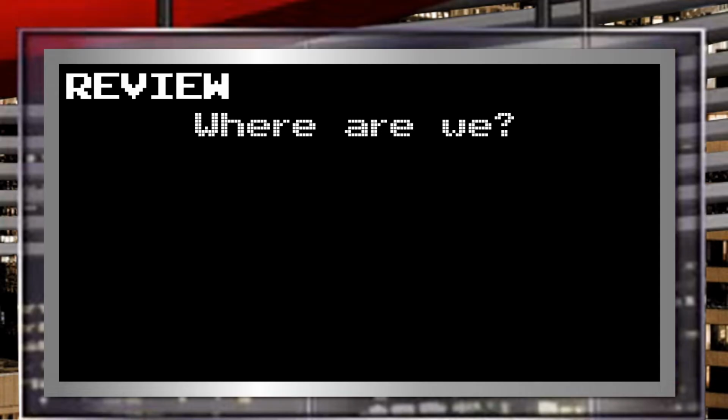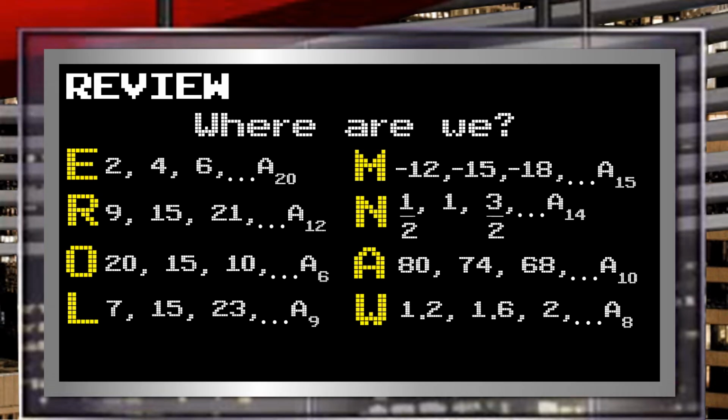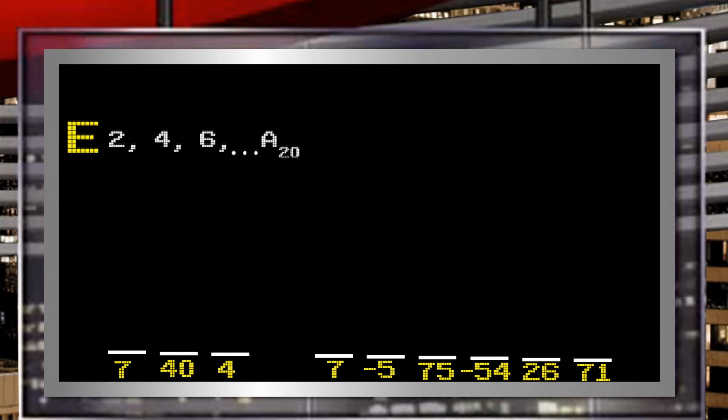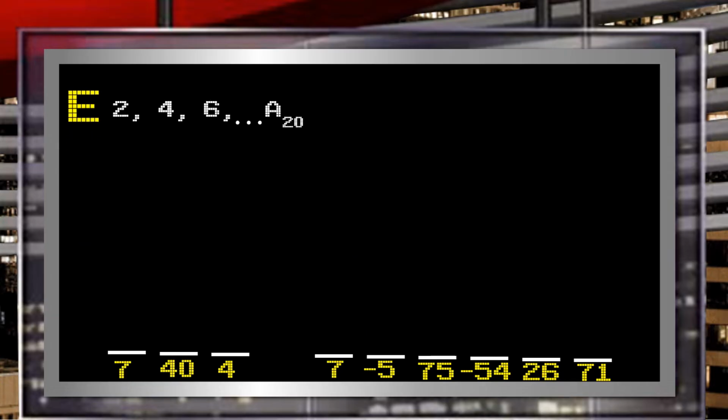Let us have a review first of our previous lesson. Where are we? To find the place, you must find the indicated term in each arithmetic sequence given here. Answer the decoder by writing the corresponding letter on each correct answer. Answer this one. Given the sequence 2, 4, 6, we have to find the 20th term.